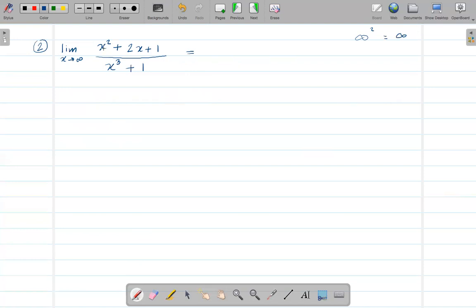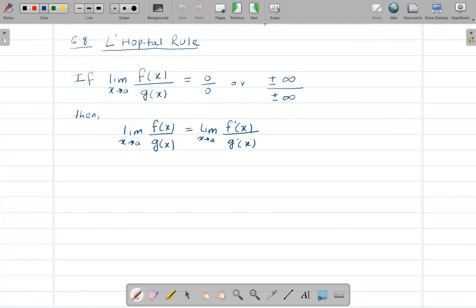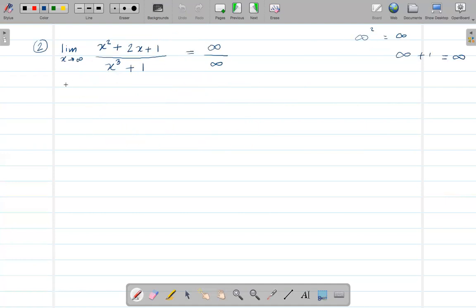So infinity plus whatever we have, definitely we're going to get infinity on the top. And similarly on the bottom, infinity cubed, plus 1, won't make a difference. Infinity plus 1 is still infinity, right? So then we got this infinity over infinity case. Now again, we need to use L'Hopital rule here.